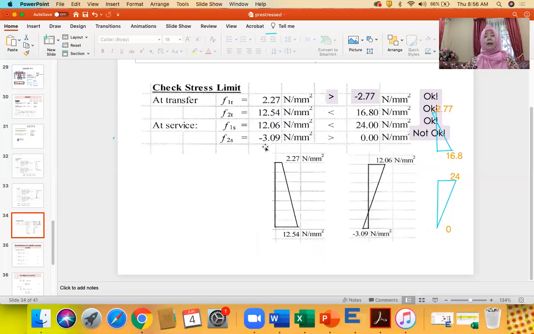Therefore, the question also asks you to check whether the stress obtained just now is okay or not okay according to the stress limit. We have found that at service, at the bottom part, it's not okay because it is greater than 0. We need 0 at this one, so this is not allowable here. If you want to answer this question, it is enough to just comment at the end whether it is okay or not okay, just like in the example.